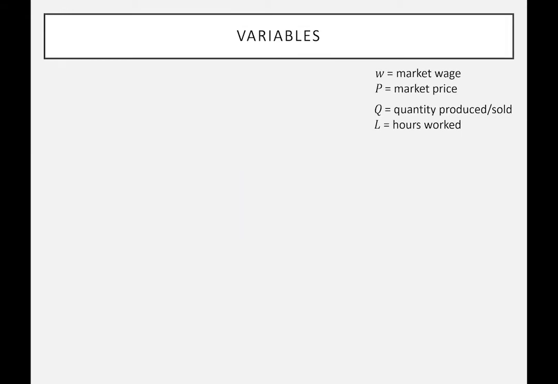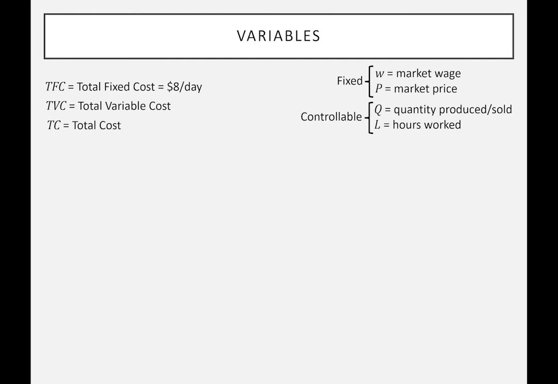Let's finish now with just a summary of these variables that we've got. As before, we've got the wage and the price, which are given by the market. Notice these are fixed, they're non-negotiable as a price taker. The quantity produced and the hours worked, well, that's controllable. We've got the total fixed cost, total variable cost, and total cost. You'll notice the initials for it. In this case, the total fixed cost is $8 per day. That's arbitrary, I just set that.